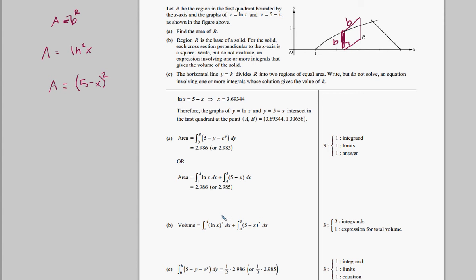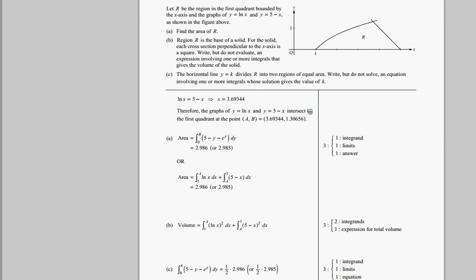And so you can see your setup. The first part would be from 1 to a, which is 3.69344, of the natural log function squared, plus then the integral from a to 5 of 5 minus x squared. And so you get a point here for having the correct integrands, those pieces behind the integral, and then your point if you had the correct expression completely there, the way it's shown. Again, don't take the time to do anything other than just setting it up. Those questions are wonderful, aren't they? You just have to show them that you know what you're talking about.